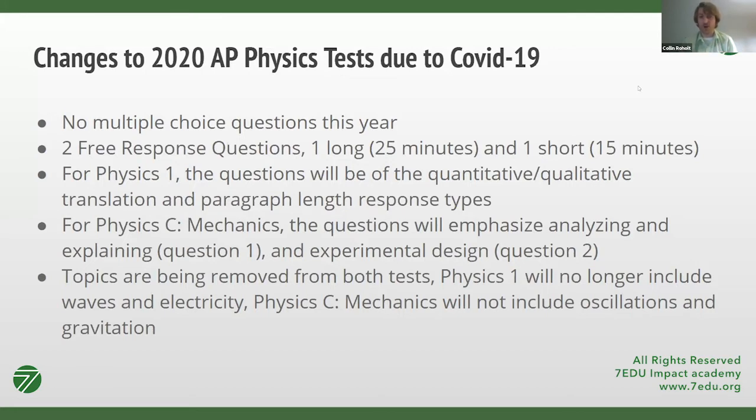So for Physics 1, basically there's usually 10 topics and they've cut off the last 3. Those are basically electricity, static electricity and currents, and then also waves. So all the waves and electricity stuff is not going to be on this year's Physics 1 test. And then for Physics C mechanics, they've basically cut off the last 2 sections, which are oscillations and gravitation, or everything universal gravity related.